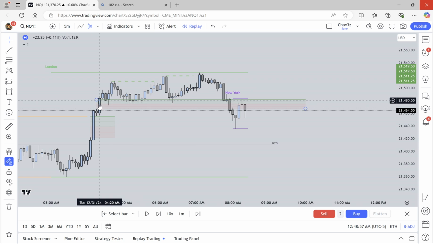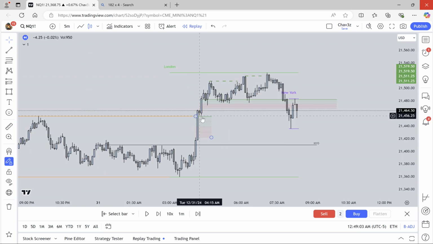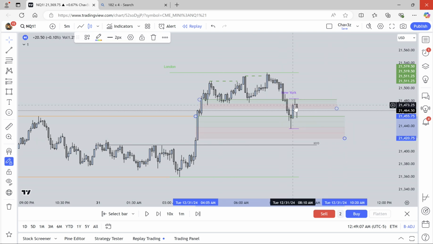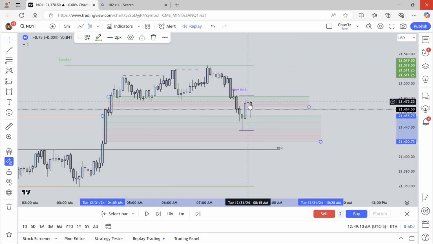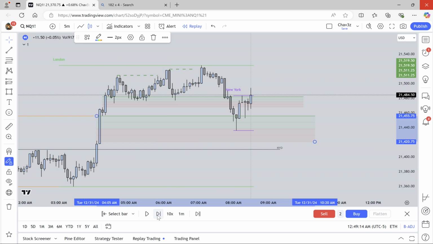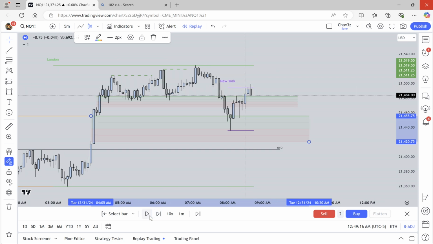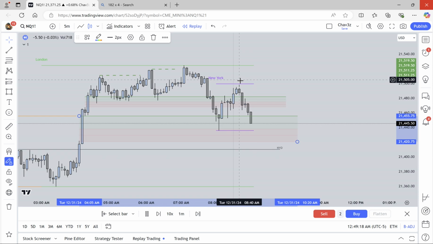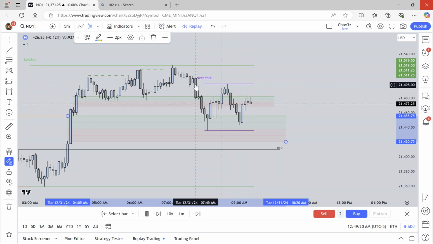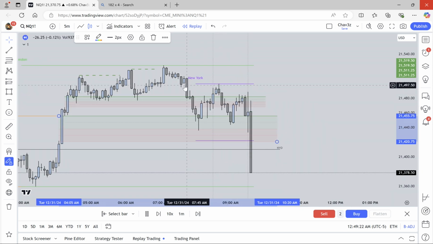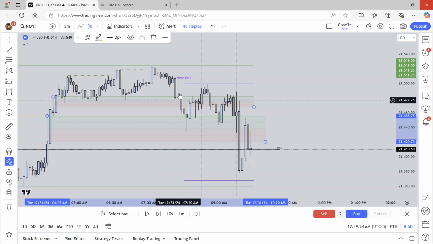This fair value gap that held price above Asia, when it got taken out here, we look to the 50% of that range to hold it steady. Came back up. Let me just do a regular play. We came back up. Here's the fair value gap. Another fair value gap here. This fair value gap was us trading back into the range.